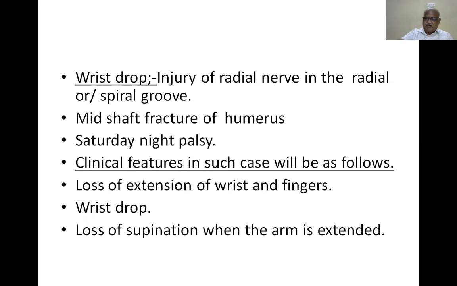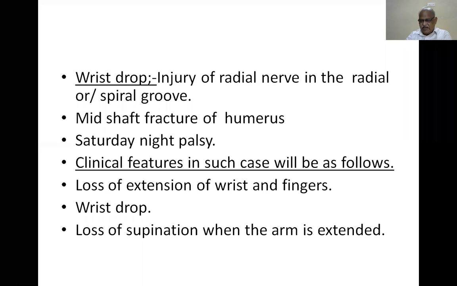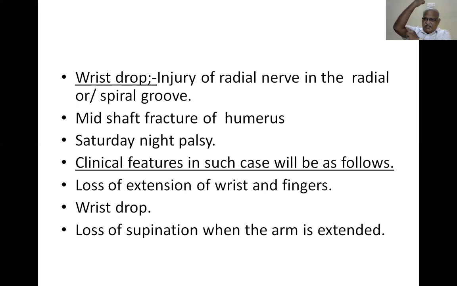Loss of supination, because whenever the elbow is kept bent, supination is caused by the biceps brachii. The biceps brachii is a front muscle of the arm, and it is inserted into the radial tuberosity. So whenever the elbow is partly bent like this, supination occurs. So loss of supination occurs when the arm is fully extended.